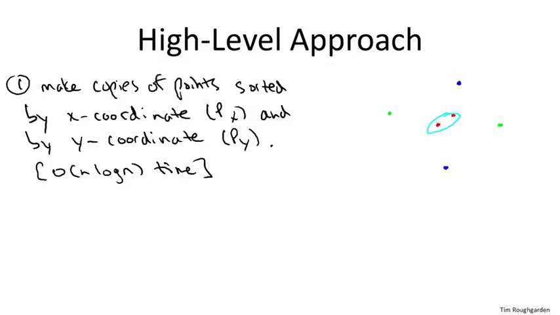In the array that's sorted by x coordinate, this blue point here is going to be wedged in between the 2 red points. They won't be consecutive. And similarly in py, which is sorted by y coordinate, this green point is going to be wedged between the 2 red points. So you won't even notice these red points if you just do a linear scan through px and py and look at the consecutive pairs of points.